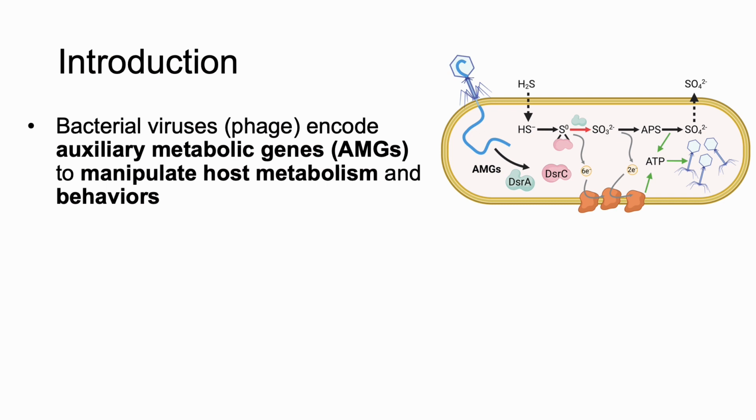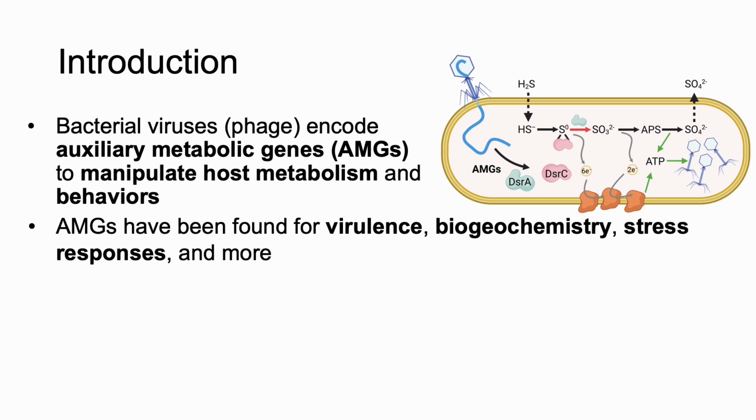Viruses infecting bacteria, also known as phage, have been found to encode auxiliary metabolic genes, or AMGs, that they can use to manipulate host metabolism and modify host behaviors, all for the benefit of the phage. In the upper right is an example diagram of a phage increasing flux through a sulfur metabolic pathway in which the phage encodes two AMGs that are known to be rate limiting in this pathway. The ultimate effect that this has is that more ATP is generated for the benefit of the phage.